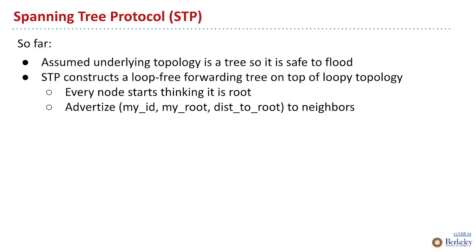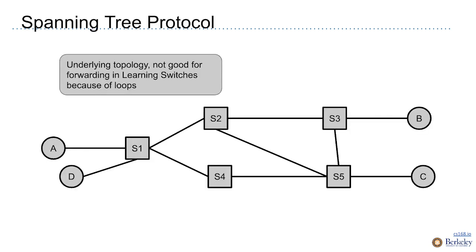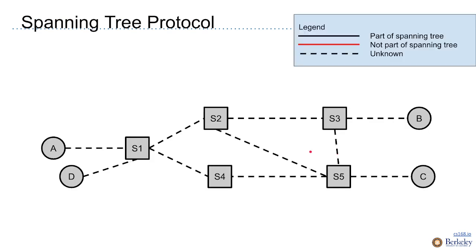So we just saw that we can't use the underlying topology for doing flooding with these learning switches. And spanning tree protocol is what's going to help us solve this. Spanning tree protocol helps us create a spanning tree on top of this loopy topology, which ends up being loop-free. So we construct some tree, and then we will only use this tree and assume the other links for now just don't exist. We'll use this tree to do our flooding.